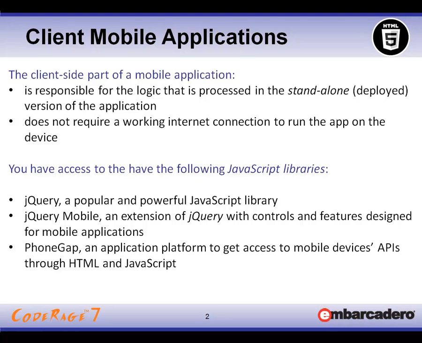Now, for client mobile applications, you have access to 3 JavaScript libraries. jQuery, which is a powerful and well-known JavaScript library. If you've been creating web applications or websites, you're likely familiar with jQuery. Also jQuery Mobile, which is an extension of jQuery and has controls and features designed specifically for mobile applications. And also Phonegap, which is an application platform that allows you to access mobile device APIs through HTML and JavaScript.